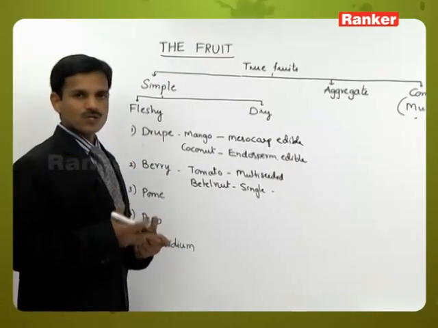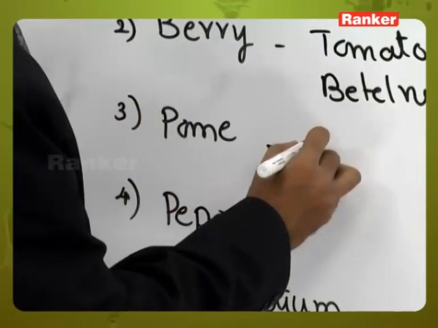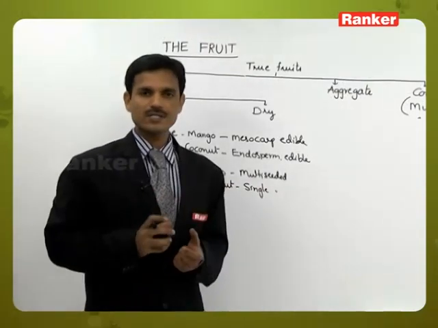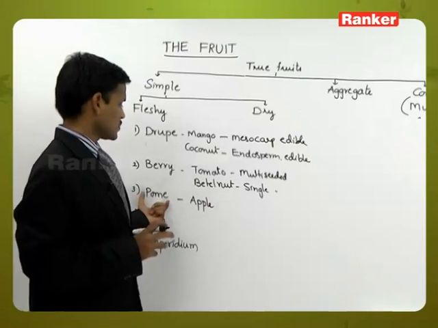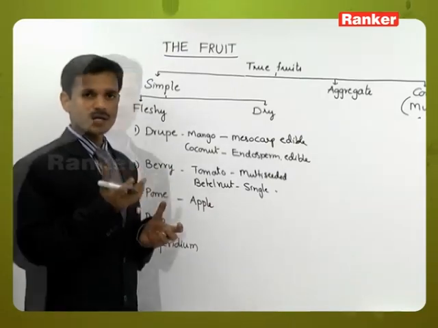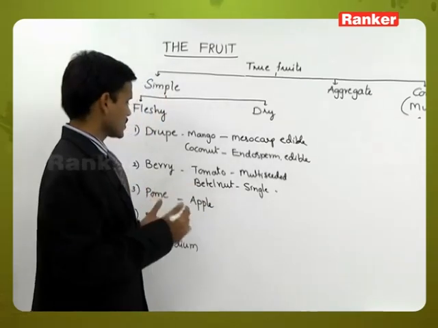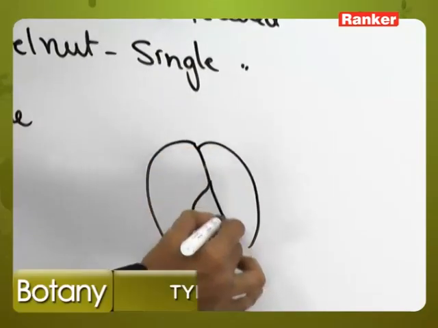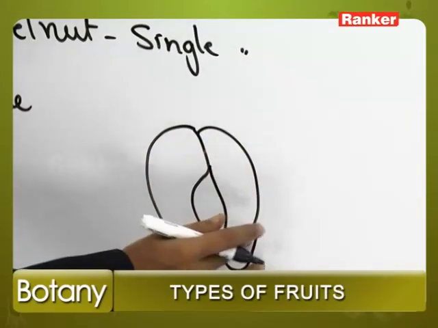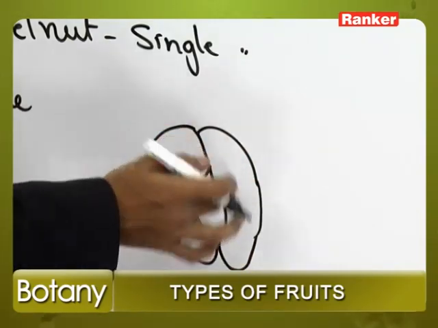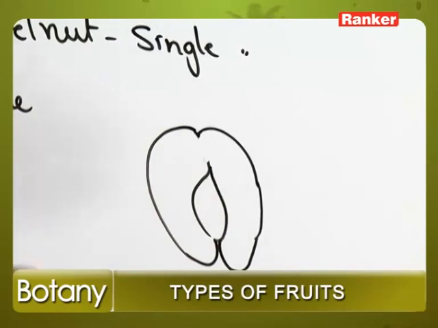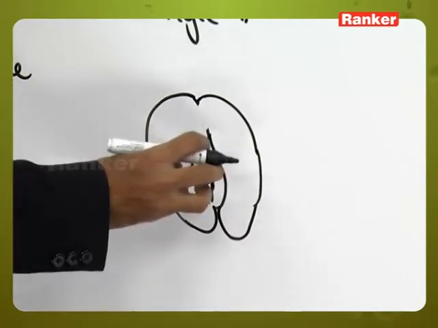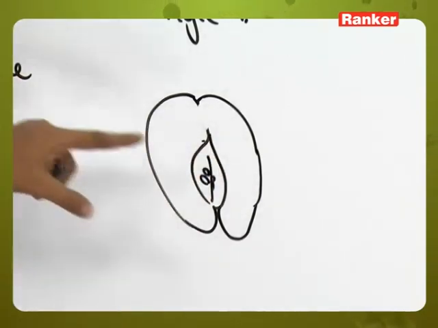Next, pome. Pome is observed in Pyrus malus, or apple. In apple, the fruit is pome type. The outer part, the edible fleshy part, is the false fruit. In apple, we already discussed that the outer part is fleshy. The fleshy portion is false fruit, but the inner part develops from the ovary. Ovary develops into fruit. It is the true fruit.